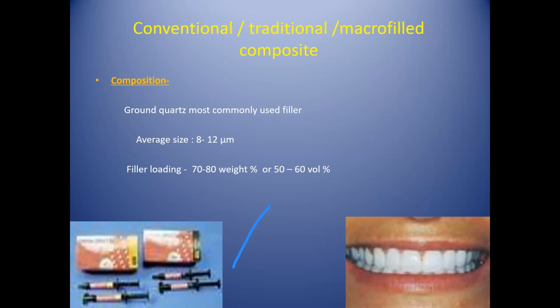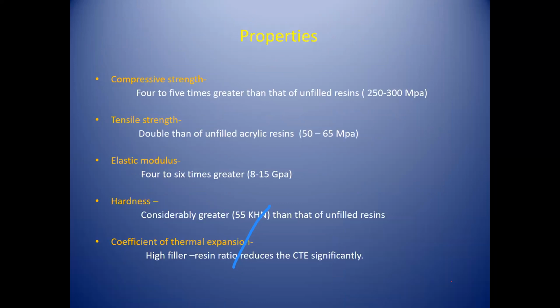Average size is 8 to 12 micrometer. Filler loading is 70 to 80% weight, which is 50 to 60 volume percentage. Its properties are 250 to 300 megapascal compressive strength. Its tensile strength is 50 to 65 megapascal. Elastic modulus 18 to 15 GPa, and hardness is 55 KHN.